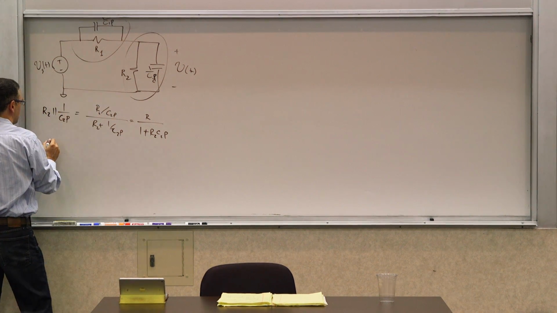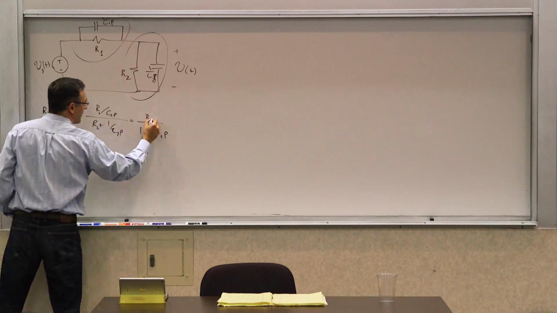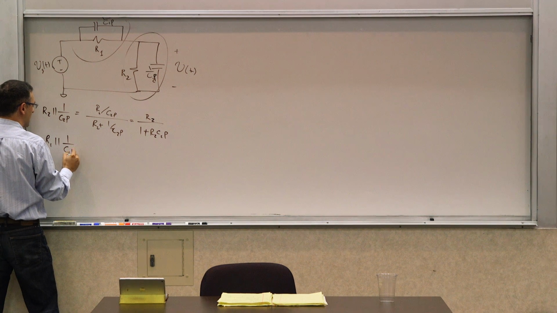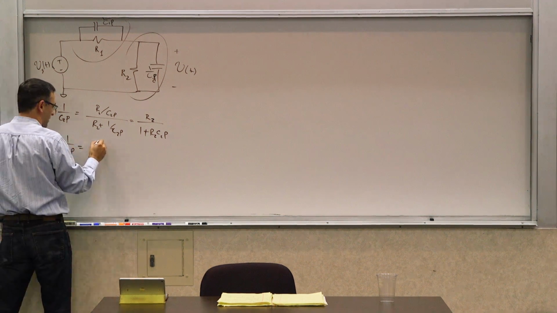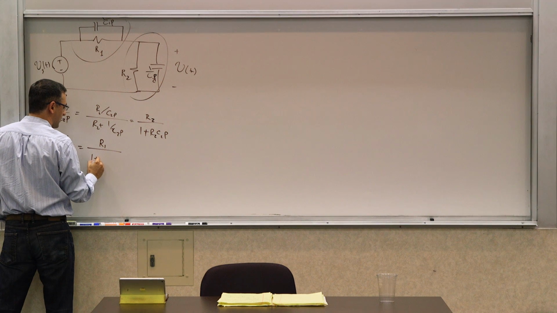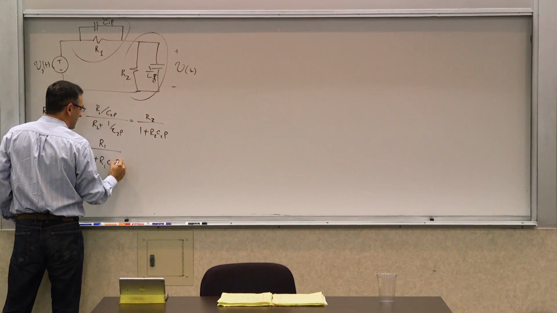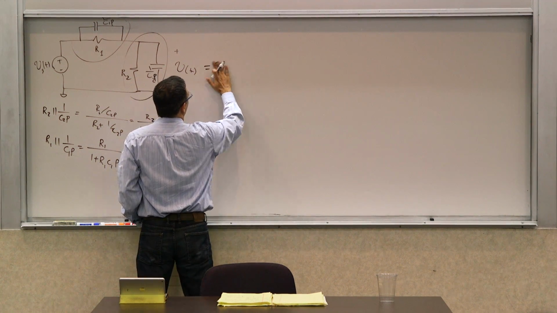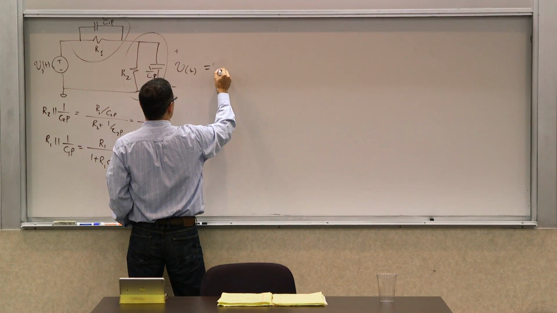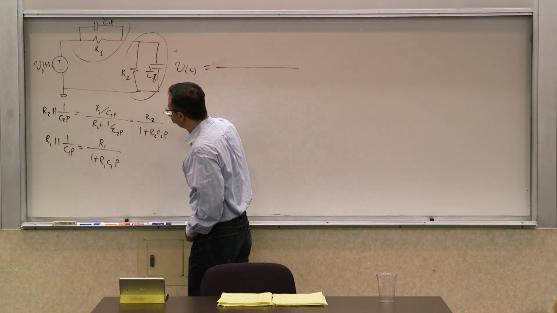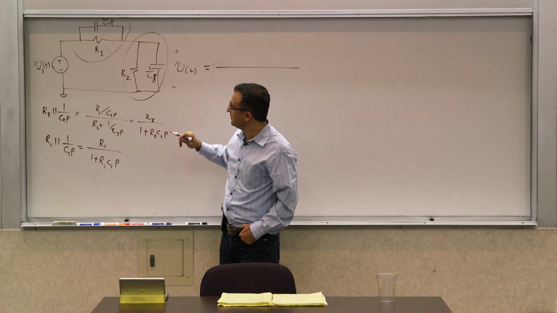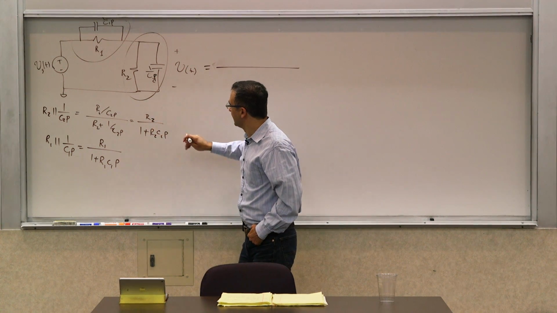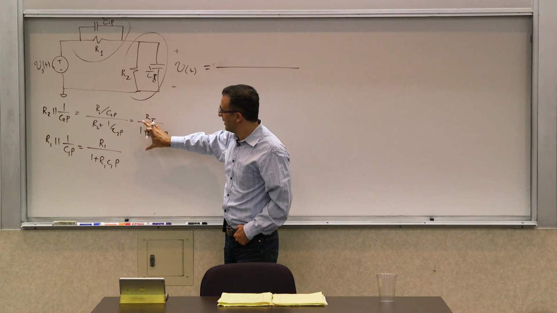And what is that one? By symmetry, same thing, right? So it's R1 parallel 1 over C1P, which is going to be what? R1 over 1 plus R1C1P, exactly. And what is the transfer function? So what is V in terms of Vs? We have to apply an operator in front of it, which would be what? This one divided by the sum of the 2, right? This is that new R2, over the sum of the 2.